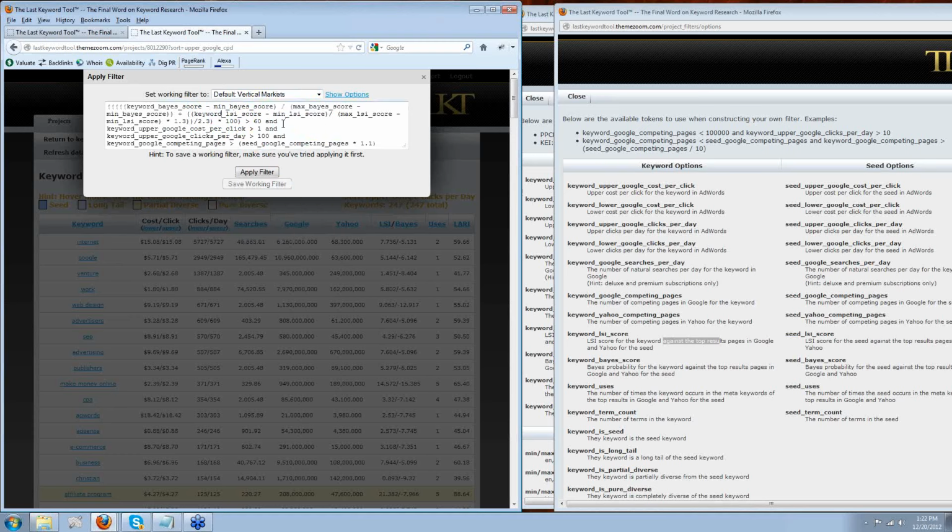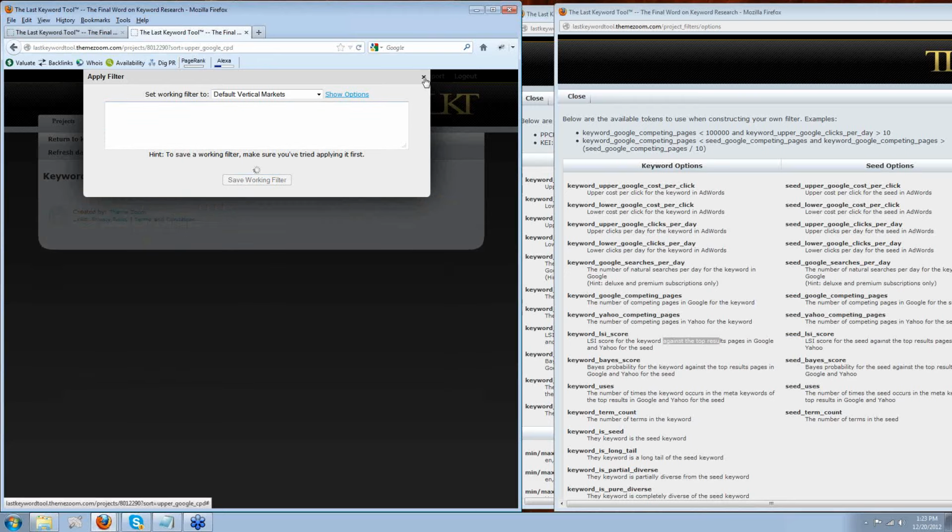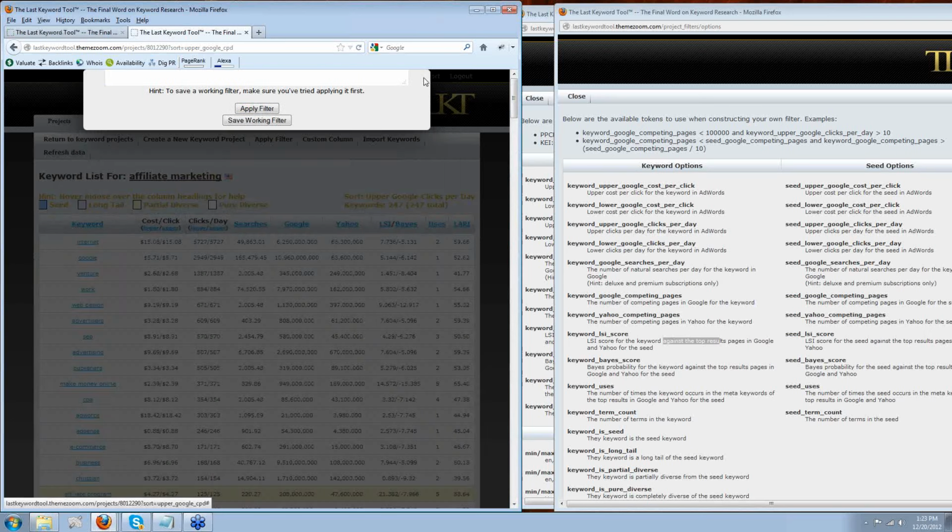Vertical markets. This is 60. This is greater than $1. Clicks per day are greater than 100. And let's get rid of the competing pages thing. Do we have any suggestions? Anybody seeing why we're only coming up with like half a dozen keywords when this goes down like that?